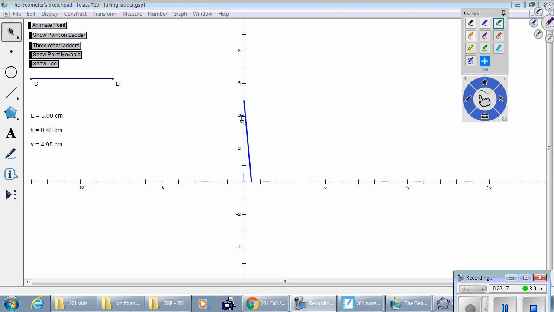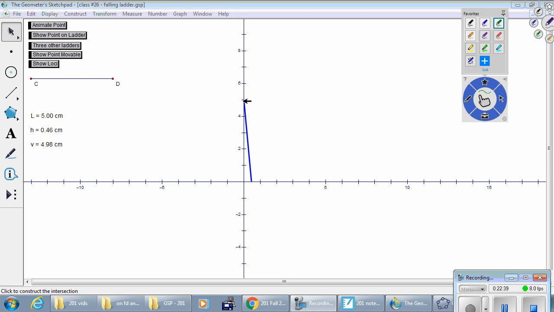Okay, so the first one involves having a ladder, that's this blue thing right here, standing up on a vertical wall that's here, and then the ground is the positive x-axis. And so what we're going to do is pull the bottom of the ladder away from the wall, but we're going to make sure the ladder stays attached to the wall. So as I pull this bottom thing away from the wall, this top point of the ladder is going to slide down the wall. But we're going to move it at a constant velocity away from the wall.